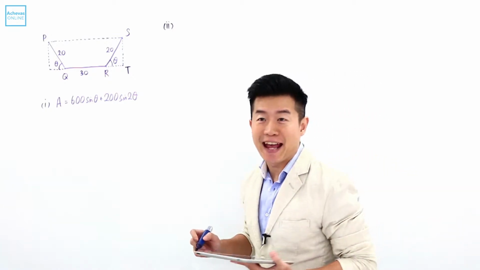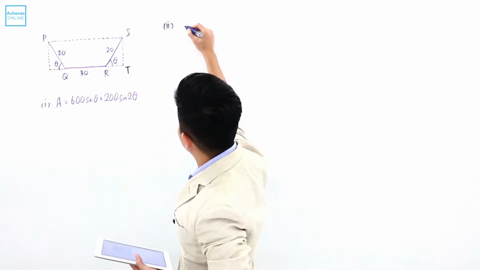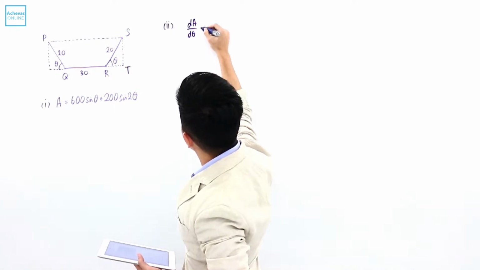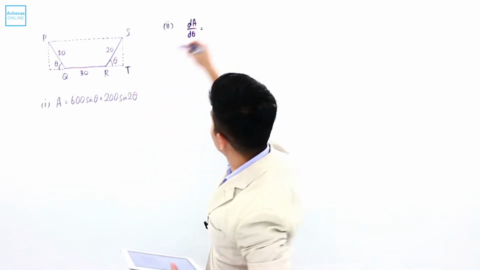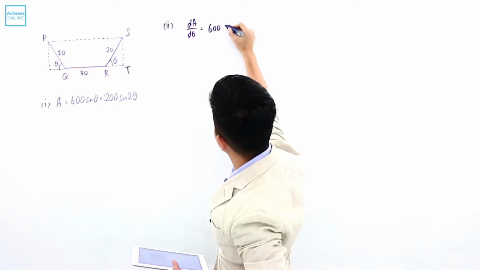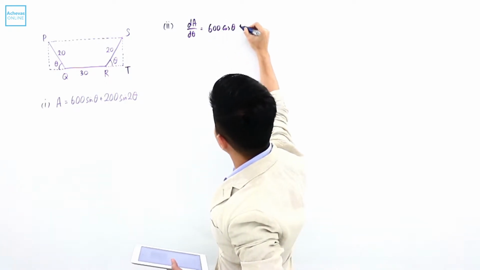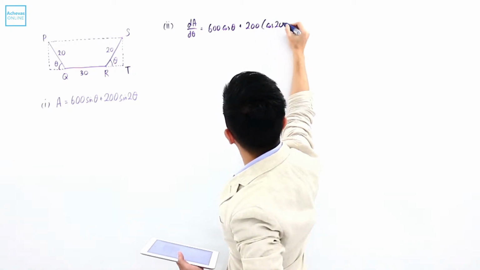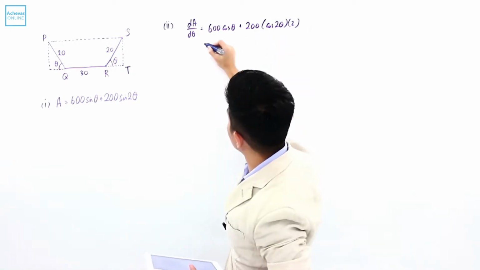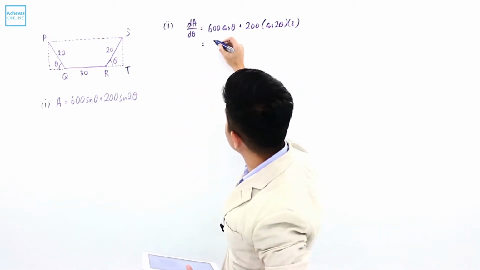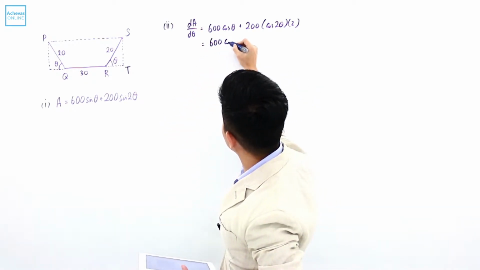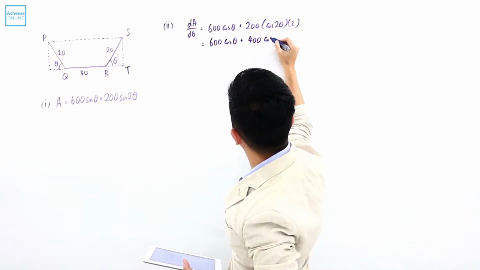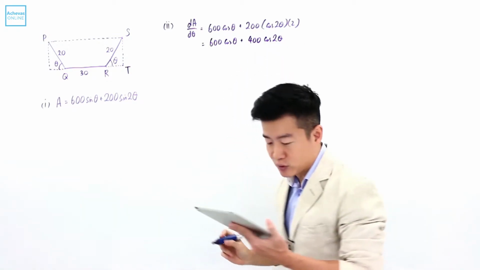Let's find what is dA/dθ. With what I have from part 1, dA/dθ is equal to 600 cosine θ plus 200 multiplied by cosine 2θ multiplied by 2. So dA/dθ is 600 cosine θ plus 400 cosine 2θ.